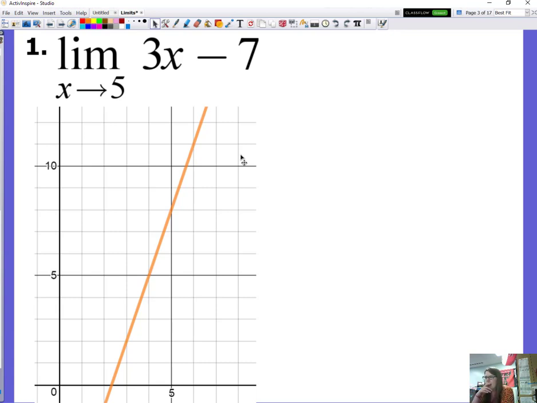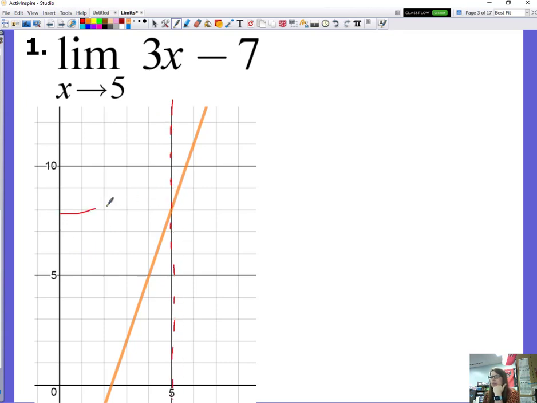So, this may seem kind of complicated. As you read this, this is the limit. What is the limit as x approaches 5 of this equation, 3x minus 7? So here's a graph of this equation, and then here's the equation for this. And so as x approaches 5, we're looking at what happens to the graph, we're looking at what happens to the equation. So here is x equals 5.